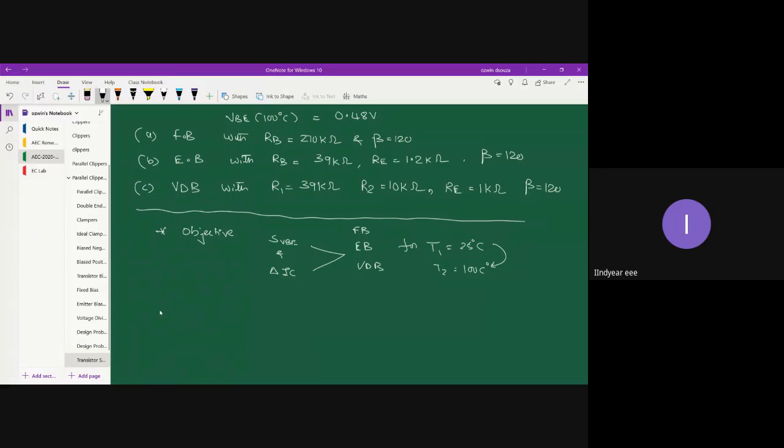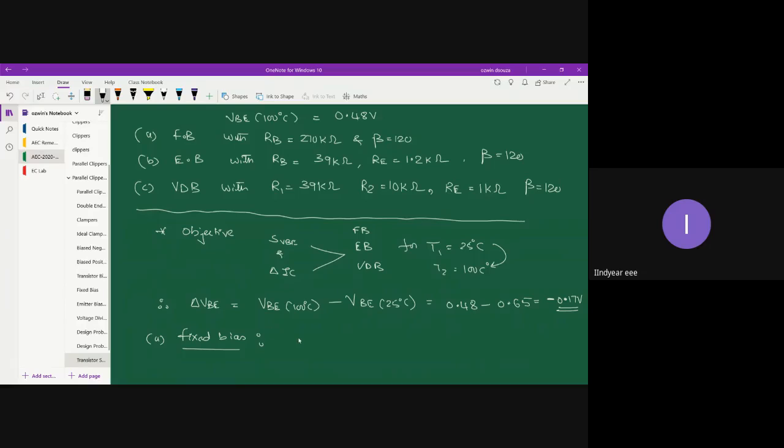All right. So first, let us find out delta VBE, the change in base emitter voltage. Delta VBE is equal to VBE at a later temperature minus VBE at the initial temperature. That is 0.48 minus 0.65, which gives minus 0.17 volts. So we have found delta VBE. Now let us go to the fixed bias circuit.